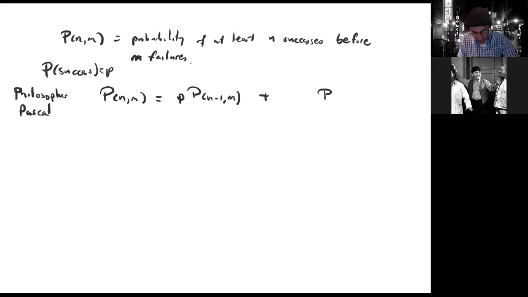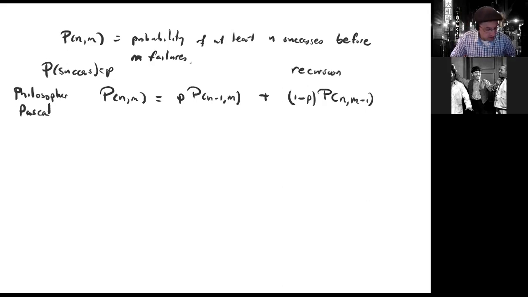Namely, we could have made n successes and m minus 1 failures, and we play again, and if we fail, we've still made n successes. If we fail, we've still made n successes before we've made m failures. So these are the two possible ways of getting to n successes before obtaining m failures. So this is called a recursion. It's called a recursion or iterative formula.